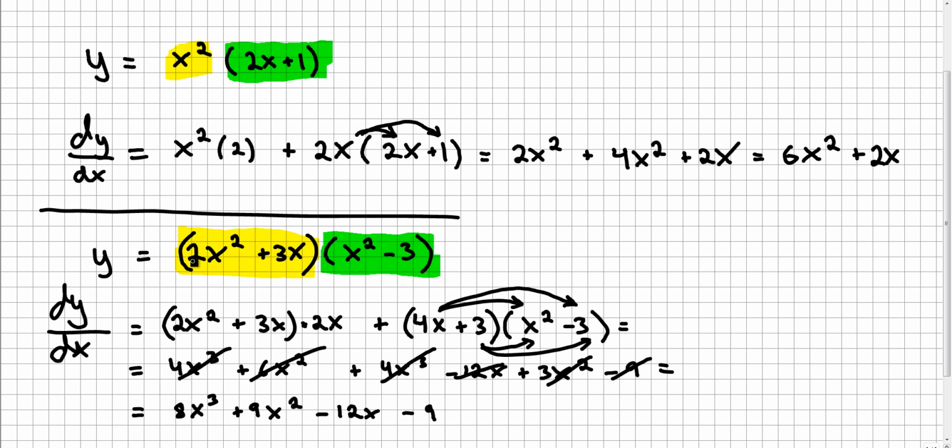So the derivative of the function y, which is this function, is this. And finding the derivative of a function that looks like this is called the product rule.